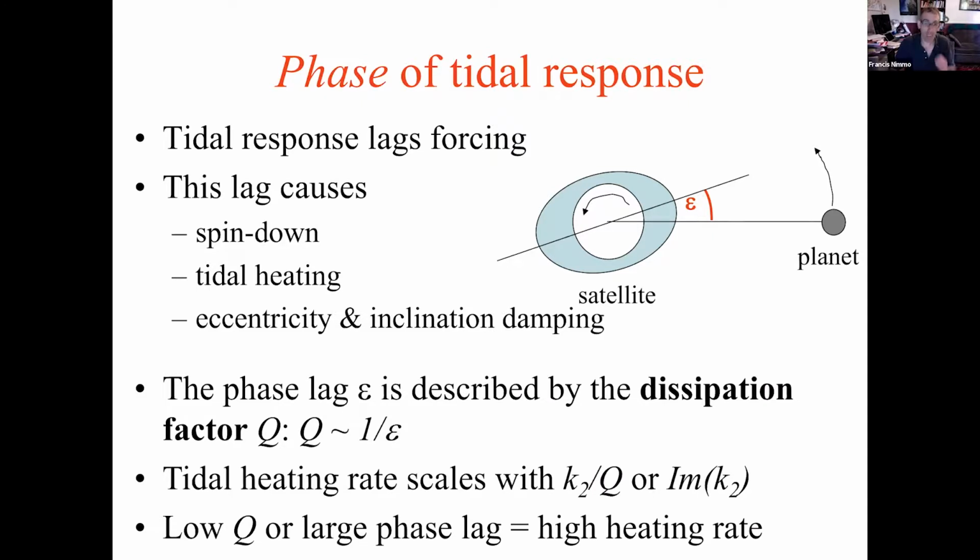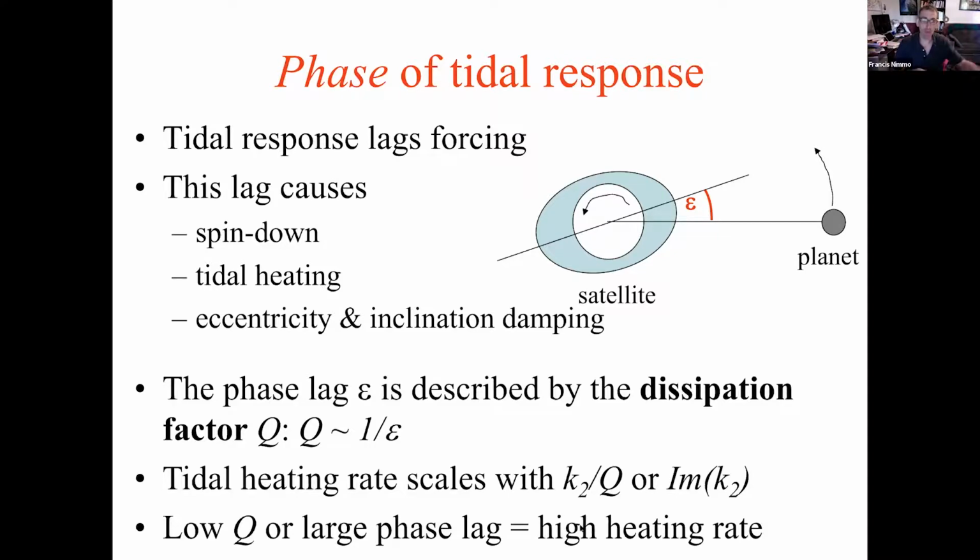The way that we describe this phase lag is by this famous dissipation factor Q, and Q scales as 1 over the phase lag. So a small phase lag means a big Q means small dissipation. Like I said before, the tidal heating rate scales with K2 divided by Q, or if you prefer, the imaginary part of K2. But the point is that a low Q means a large phase lag, and both of those mean a high heating rate.